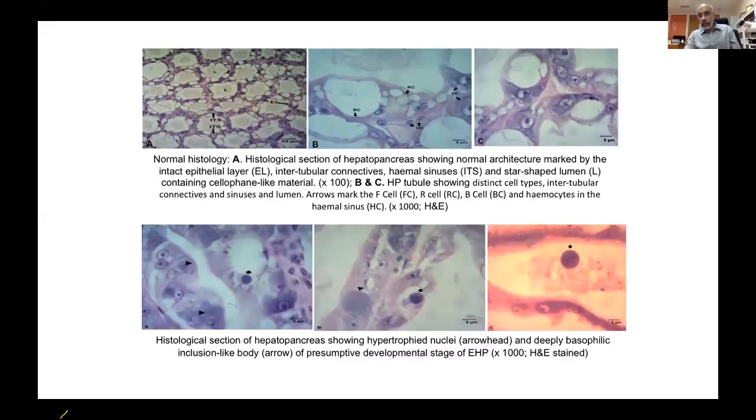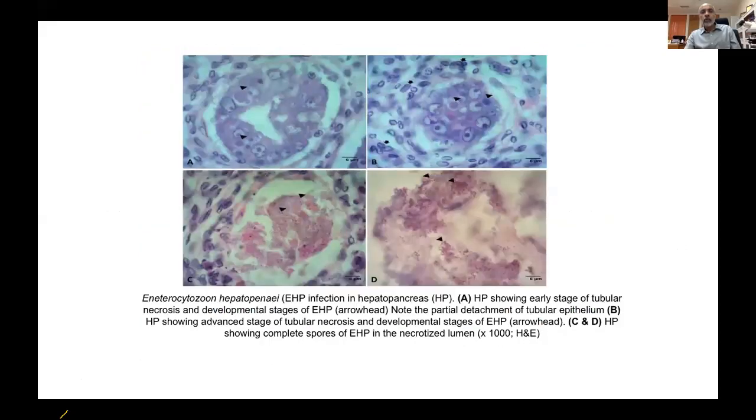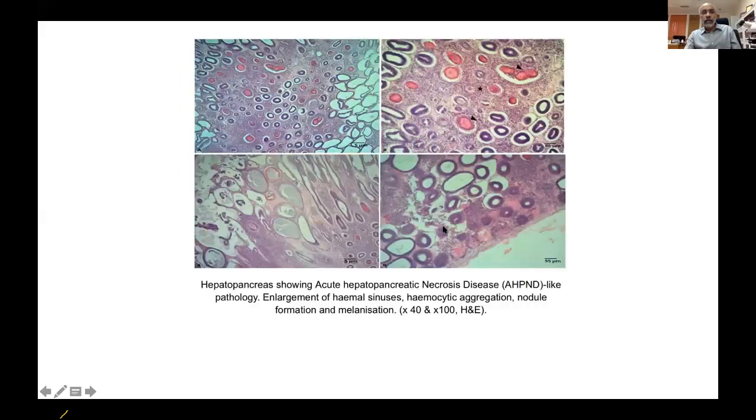So then we have done a range of histopathological analysis. We have got all the typical pathology associated with EHP, Enterocytozoon hepatopenaei, and also the septic infection, or the bacterial infection, caused by Vibrio parahaemolyticus or Vibrio harveyi. And we need to underline that this is not AHPND, or acute hepatopancreatic necrosis, because we could not identify AHPND-causing Vibrio parahaemolyticus.